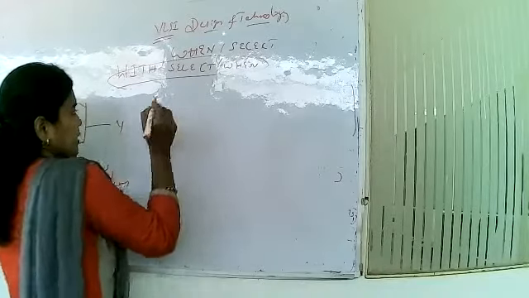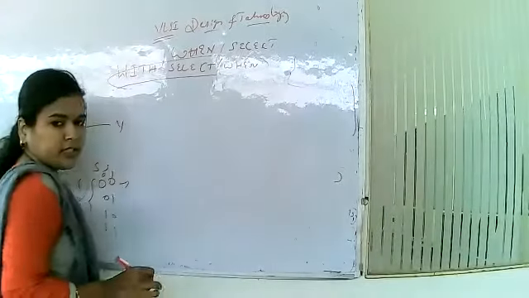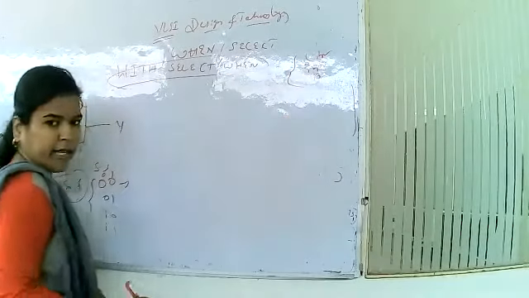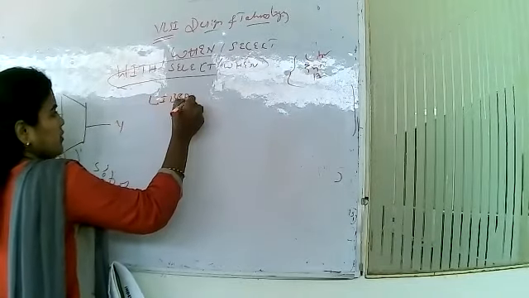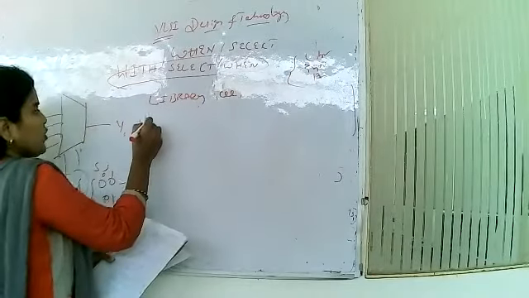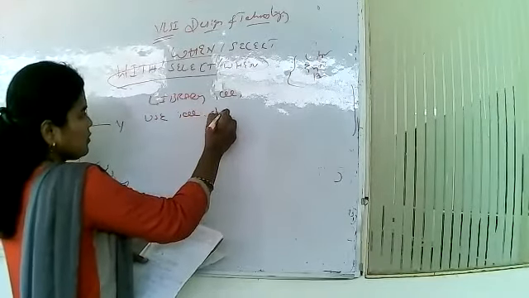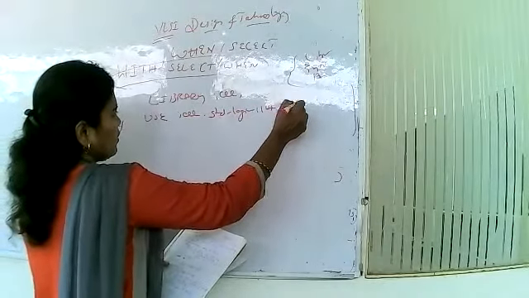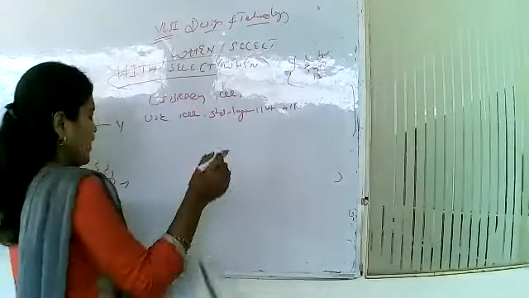First, VHDL is a programming language. While explaining this, it has 3 sections: library section, entity, and the architecture. The library section has 2 lines. First, library IEEE; use IEEE.std_logic_1164.all. Okay. That completes the library section. Now the entity.